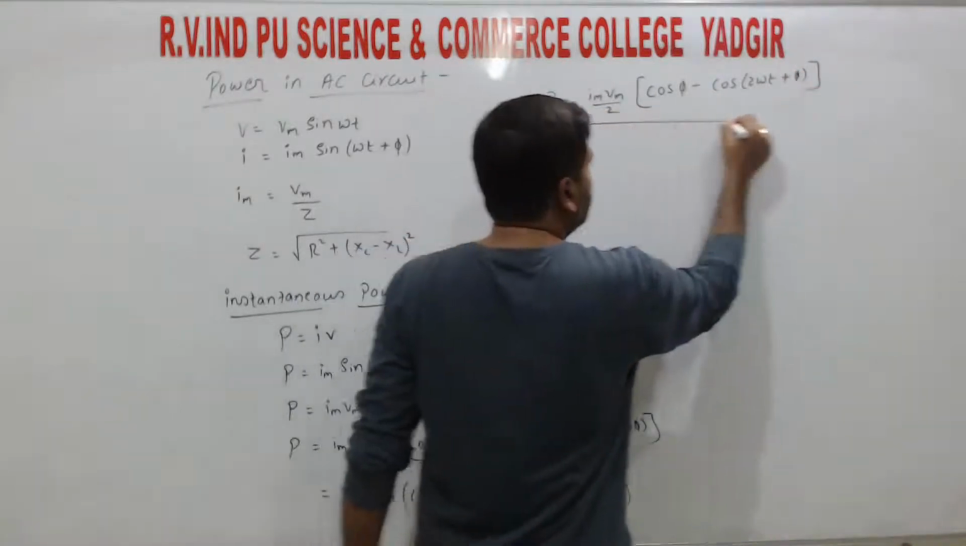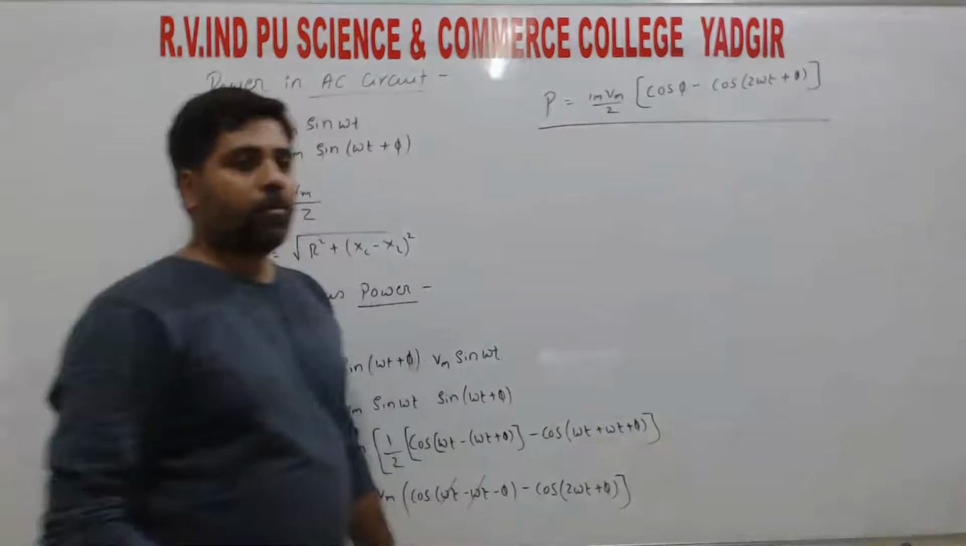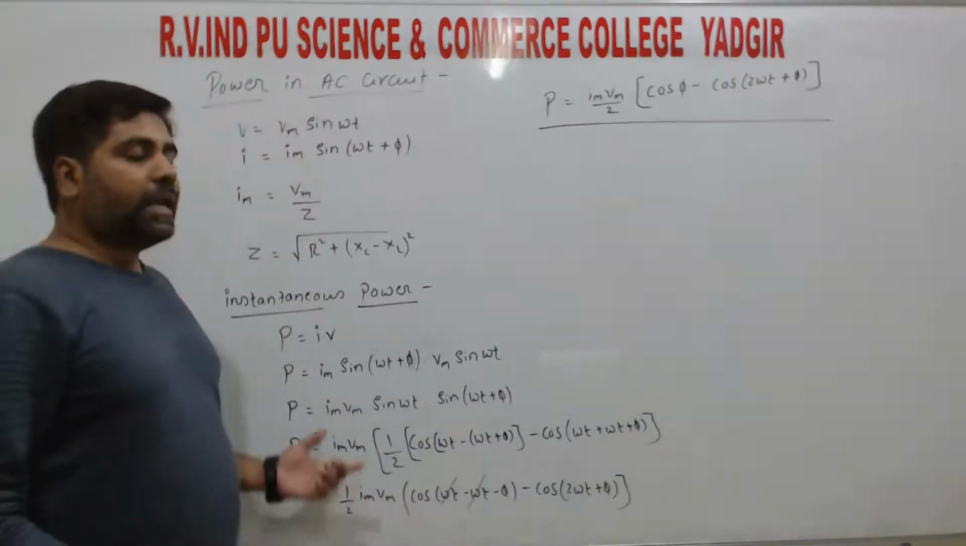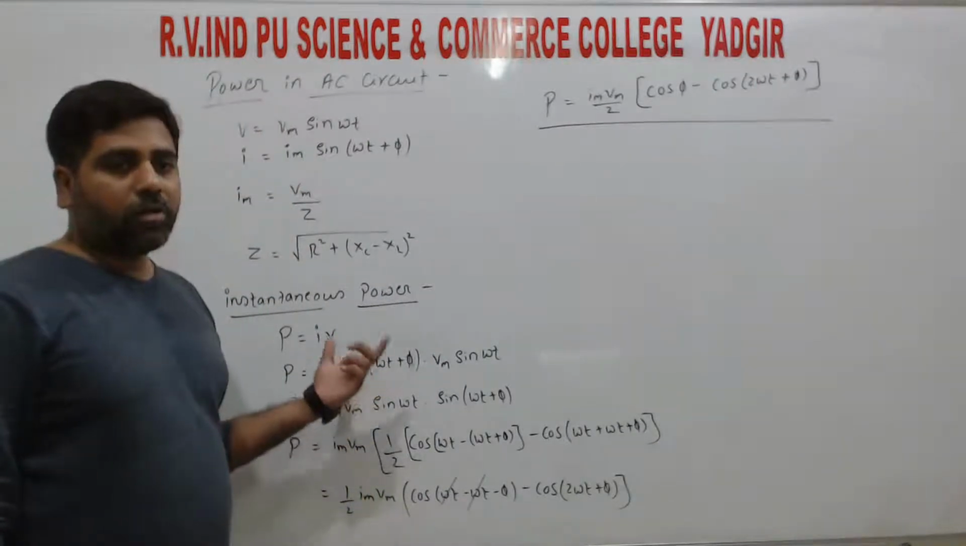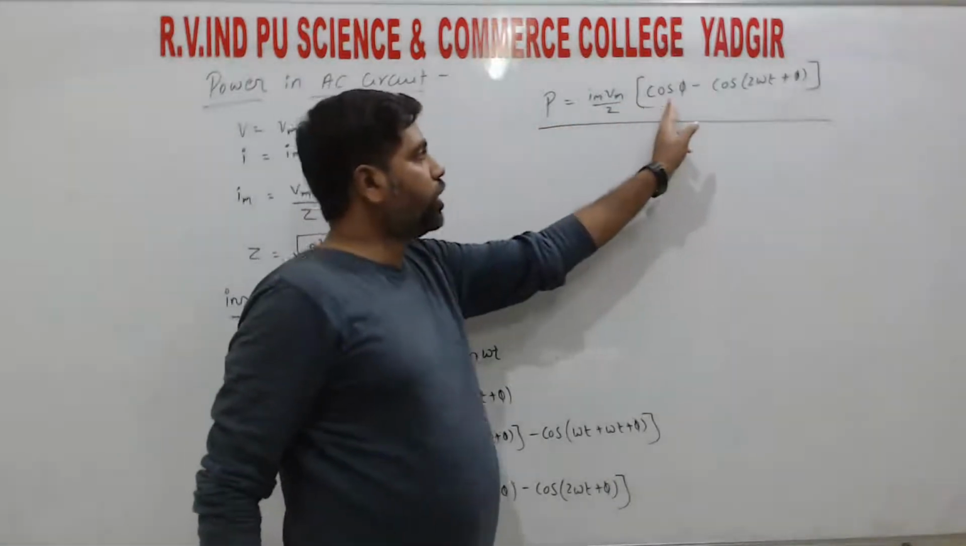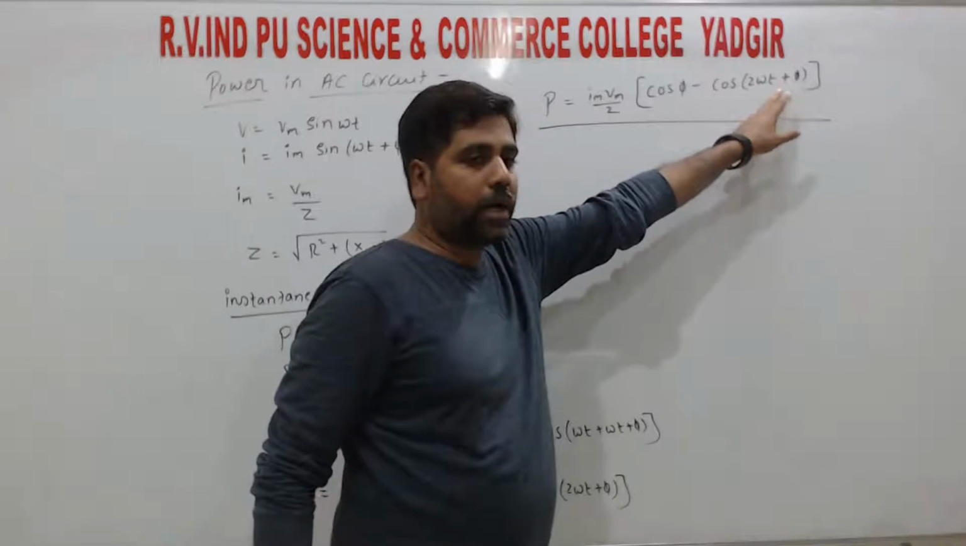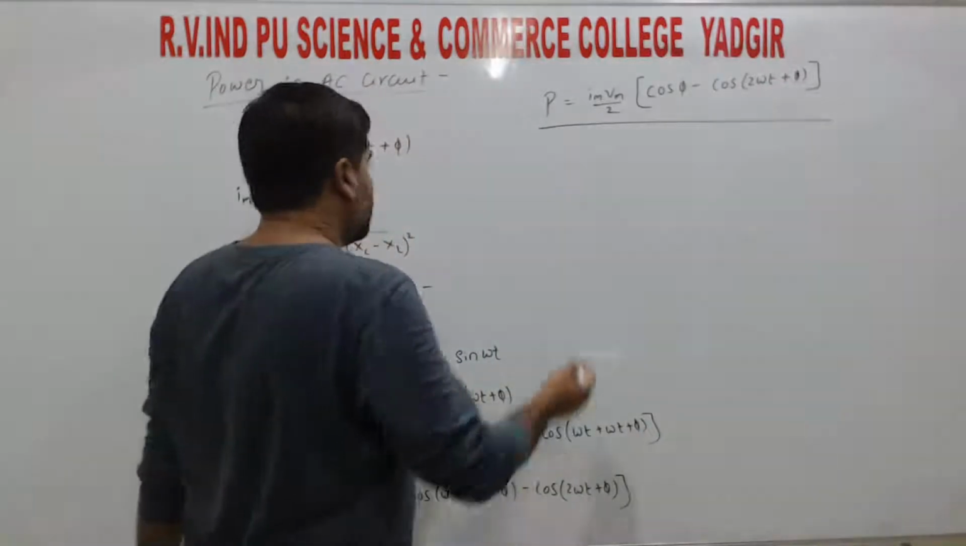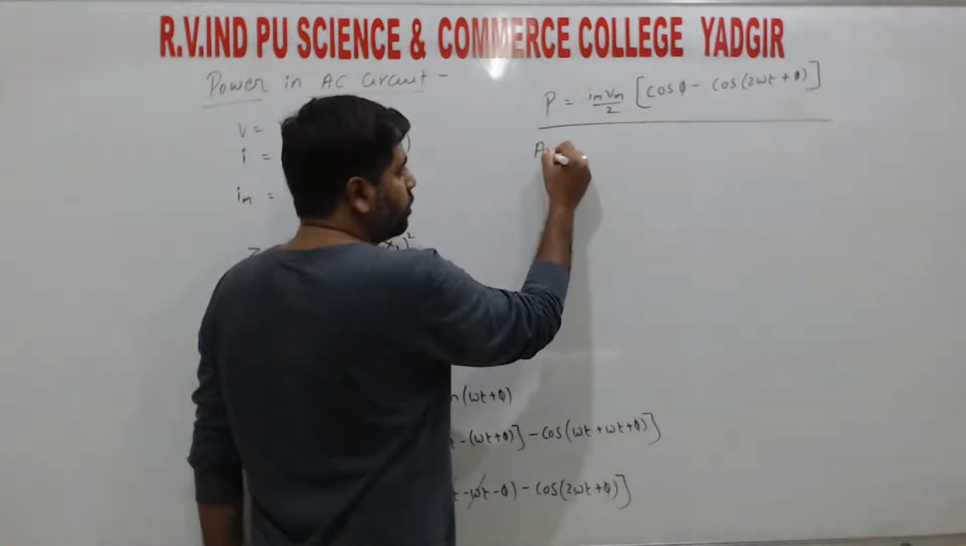This is the instantaneous power. At any instant of time, if we want to calculate the power, we have the relation P equals Im Vm by 2 into cos phi minus cos of 2 omega t plus phi, right? So next one is the average power.